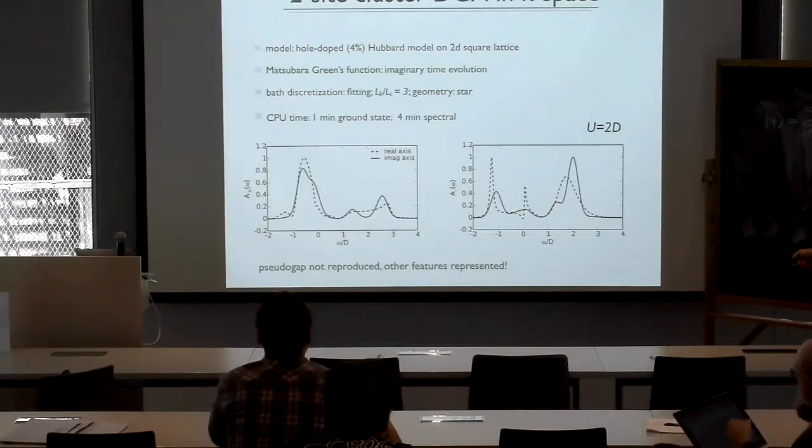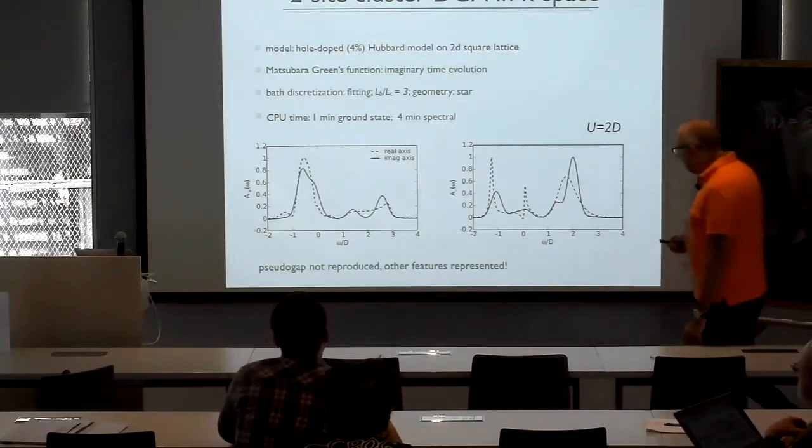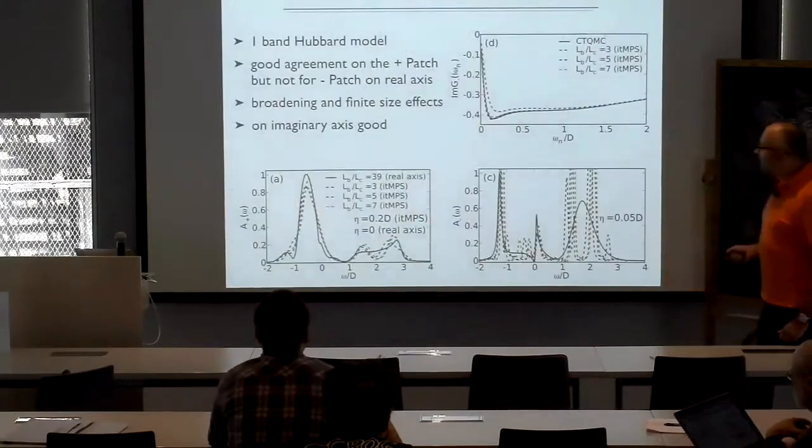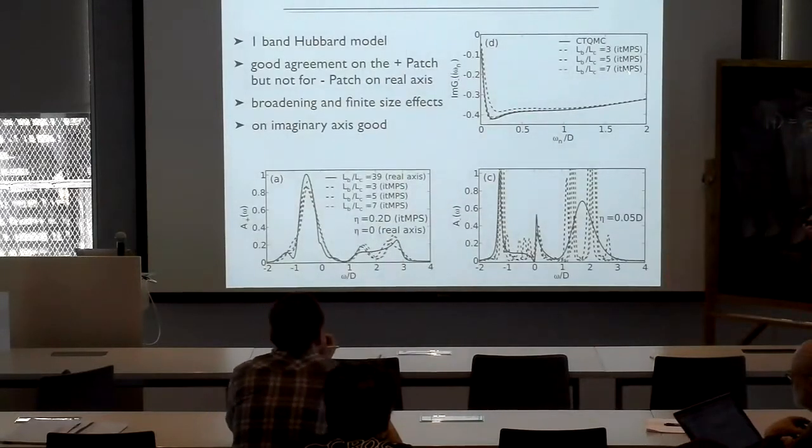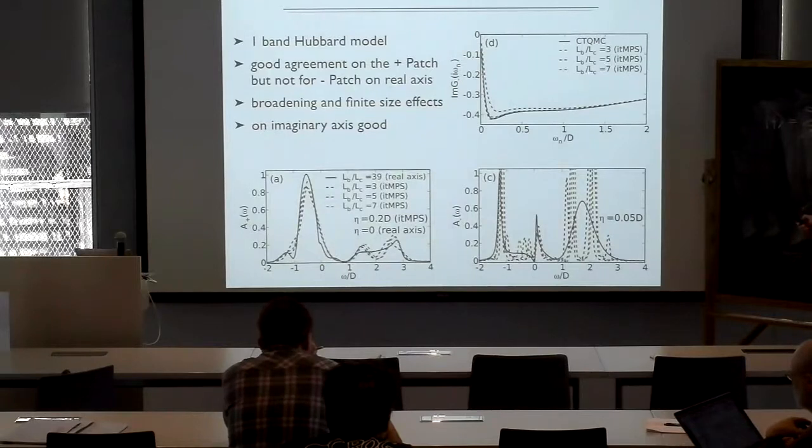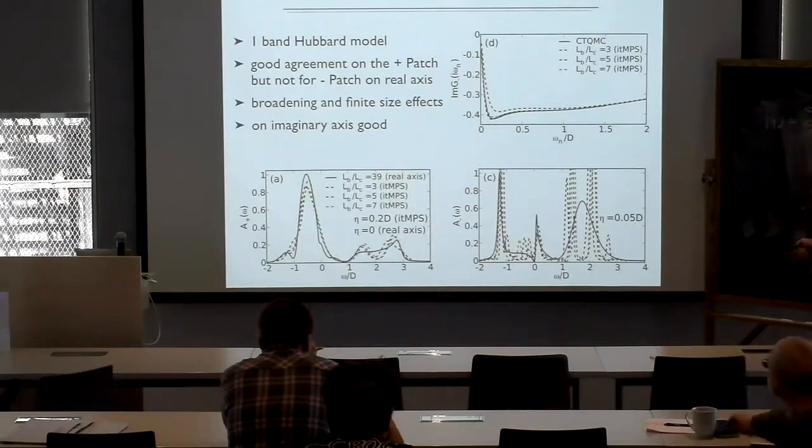And so this is the price to pay. If you look in more detail at the same problem, what you see is the advantage is you get away with much smaller baths, and you also see that it nicely converges towards the CTQMC result. But if you go onto the real axis, let me, for time reasons, just focus on the bad curves right here. You see you have all the structure.